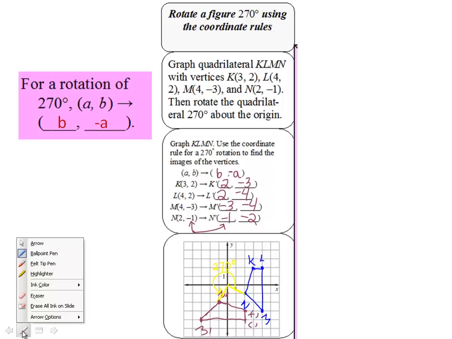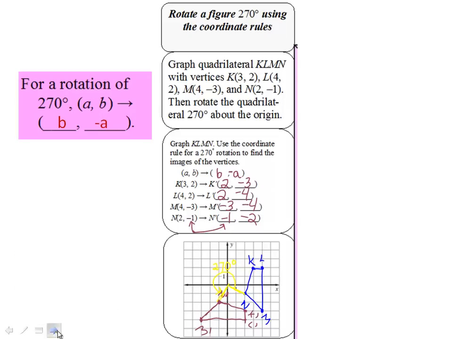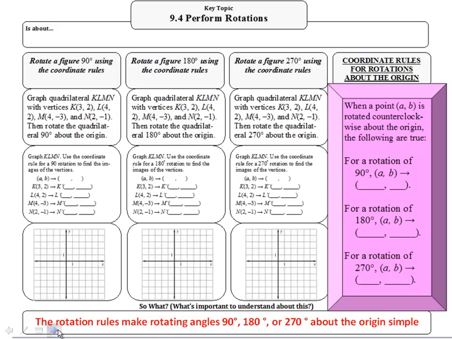Okay, let's finish up this frame here. So this is 9-4 again, performing rotations. And the so what here is these rotation rules make rotating angles 90 degrees, 180 degrees, or 270 degrees about the origin simple. Makes these rotations very simple if you just remember these rules. So they are something you have to memorize, but if you do that, it'll make doing this very simple.